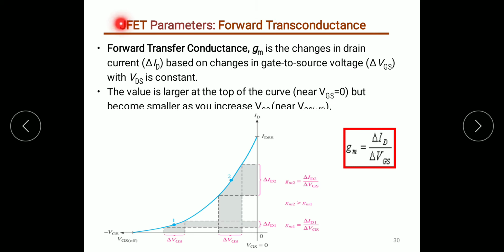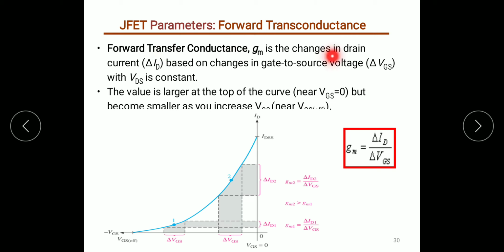These parameters are given in the data sheet, meaning the manufacturer who manufactures the component provides a document with it called the data sheet, and in that data sheet all the specific values for that particular component are given. So in the data sheet these parameters are specified, which give us information about that particular component. The first parameter is forward transfer conductance, GM.